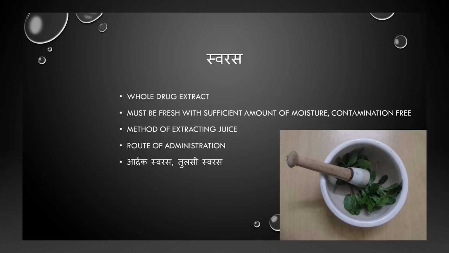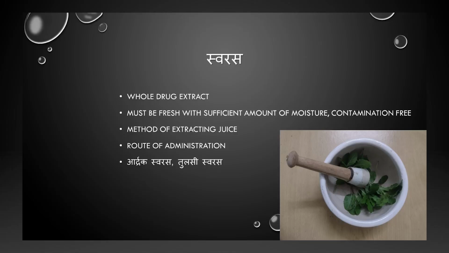The drug is cut into small pieces and crushed with mortar and pestle into smaller fine particles. Then the crushed drug is transferred in a wet cloth and squeezed in a beaker. The obtained liquid is called Swarasa or juice. Nowadays, mixers or grinders are used for the preparation of Swarasa or juice. Swarasa can be given in the maximum dose up to 20 ml through oral route.